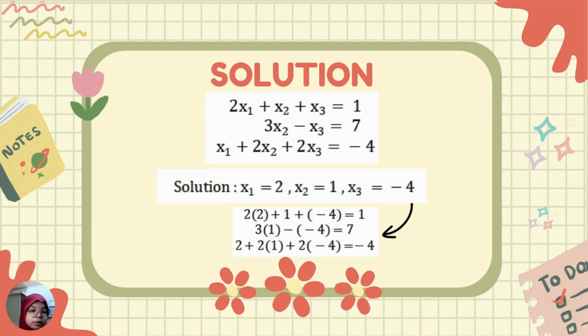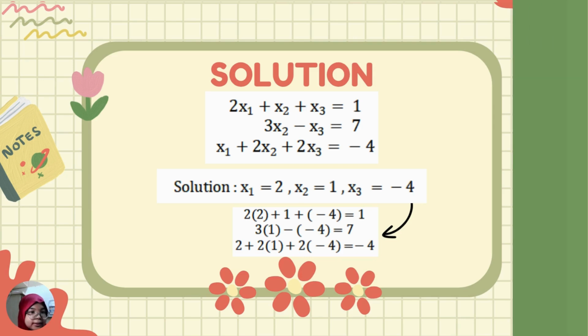So the solution is x1 equal to 2, x2 equal to 1, and x3 equal to negative 4. We just input into the equations, and we get the same answer, so that is the correct solution for the three equations. So next we go to the next part.